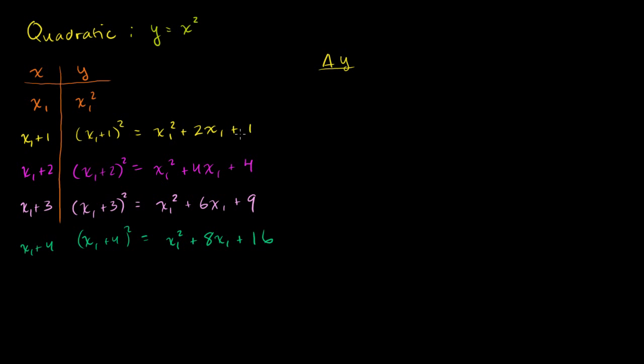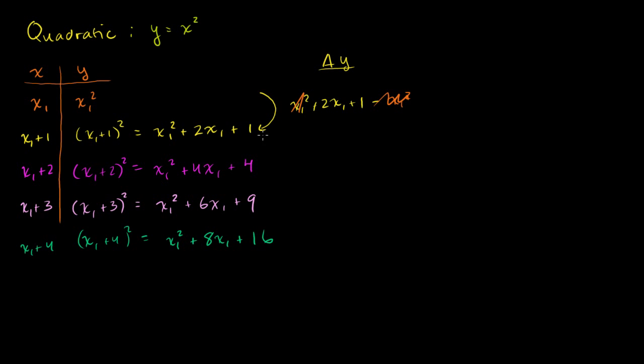So here, the change in y, we'll take this y value minus this y value. If we take this y value minus this y value, so from here to here, our change in y is going to be x1 squared plus 2x1 plus 1 minus x1 squared. So these cancel out, and we just get 2x1 plus 1.